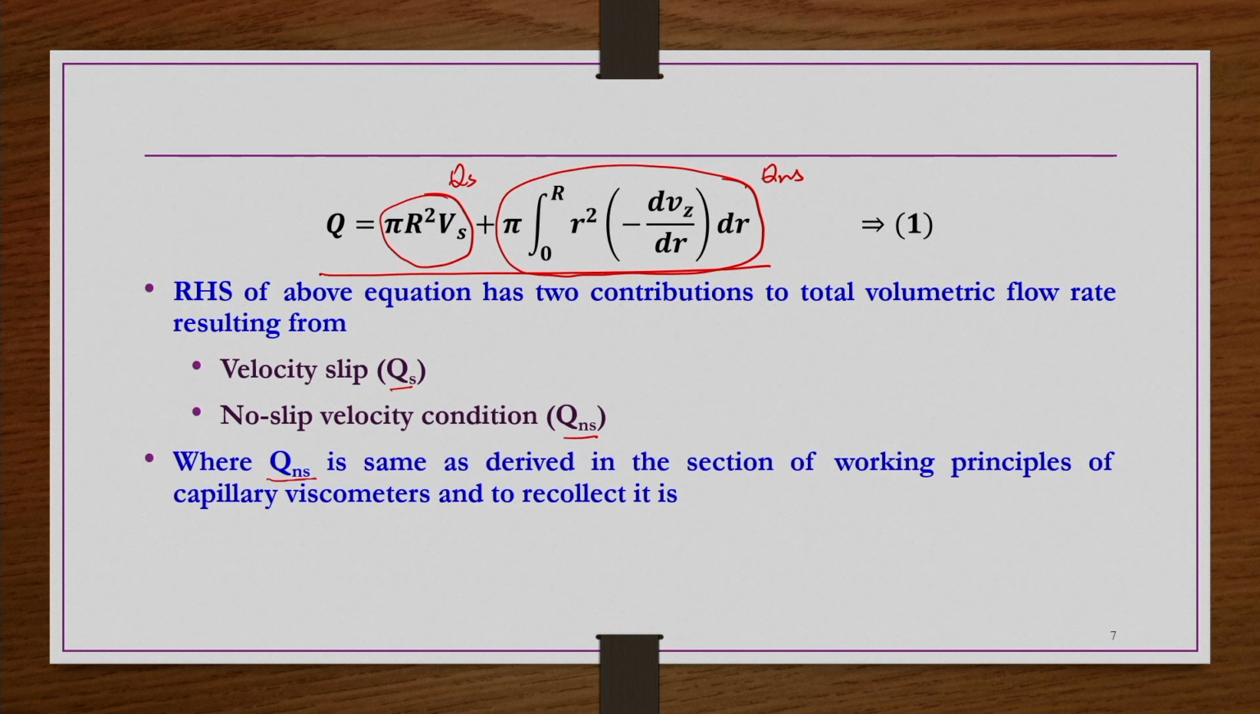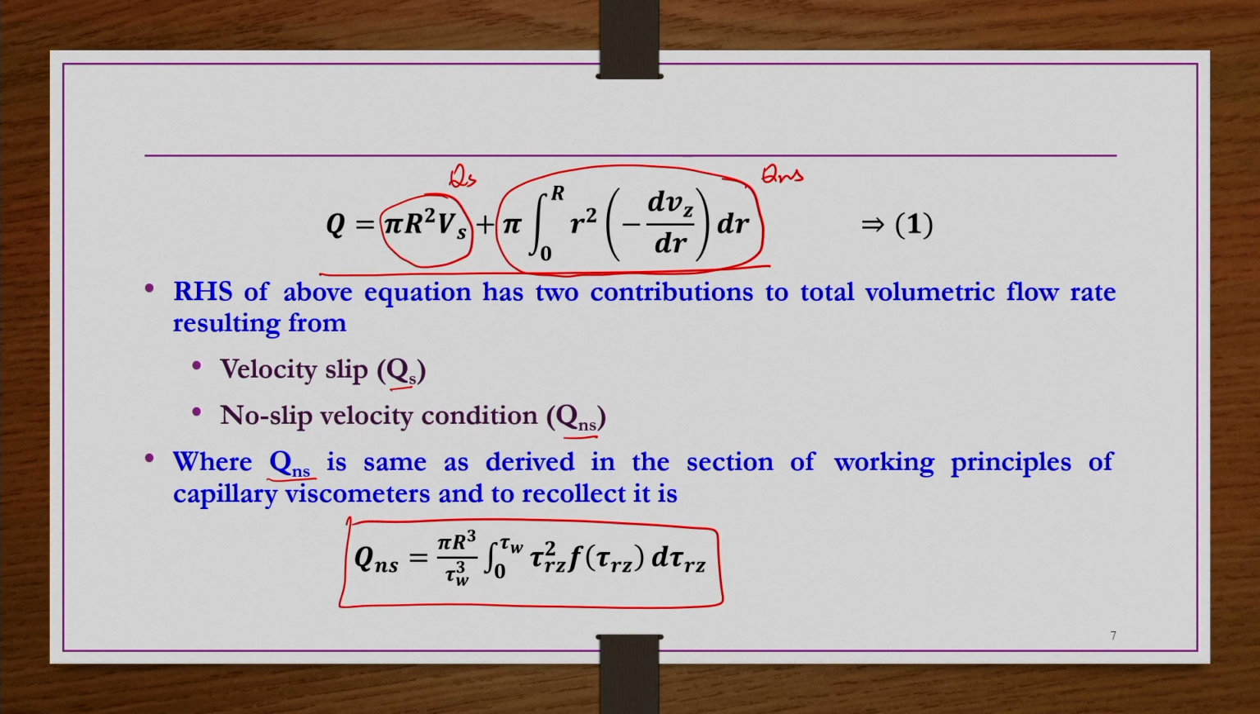Okay. So, Qns is the same as derived in the section on working principles of capillary viscometers, and to recollect, this is what we got previously. And then we found that the right hand side integral, you do the differentiation on both sides with respect to tau w, and then we get into the Leibniz form, and then we have done all the subsequent steps, and then we found that this is a constant. After doing the integration and substituting the limits, you will get a constant, or in terms of tau w, and tau w is a constant for a given pressure drop. Okay. But anyway, we do not need to do anything now.